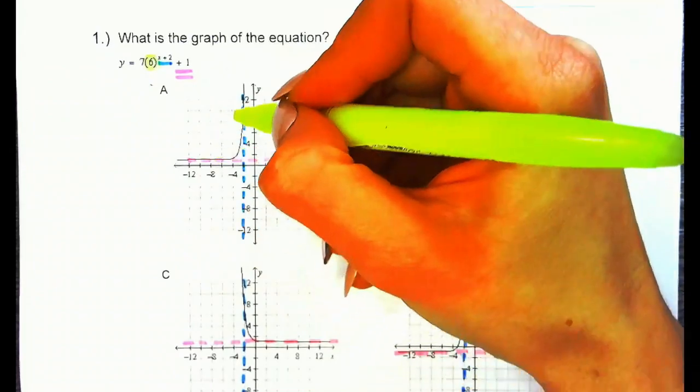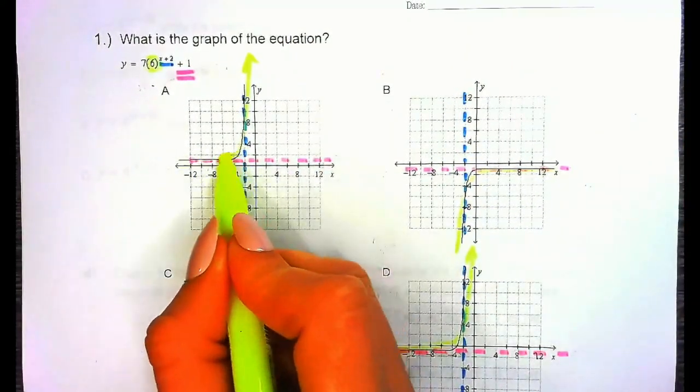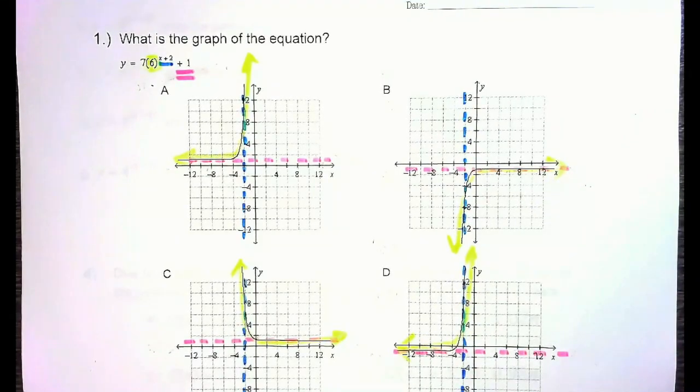The exponent has an x plus 2. That means our graph needs to move to the left 2 units. On the end of our equation, we have plus 1. That means our graph has to have shifted up 1 unit.